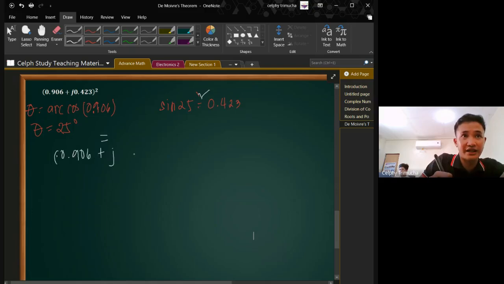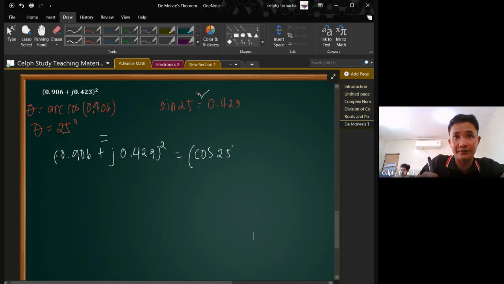0.906 plus j times 0.423 squared. So if we express it in De Moivre's form, we will have cosine 25 degrees plus j sine 25 degrees. Then express it raised to the power of 2, then we express it in De Moivre's form.